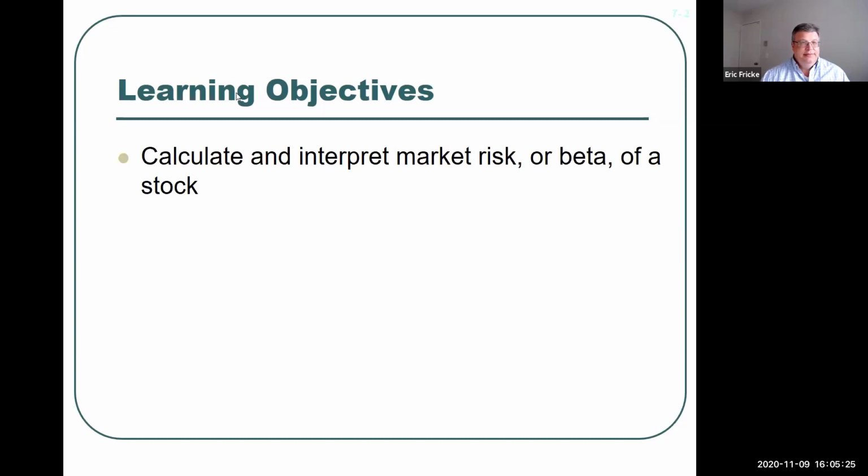So a couple objectives here. The first one is to calculate and interpret market risk. And we do this by calculating something called beta. Beta is our measure of a stock's market risk. We can calculate standard deviation for the stock and for the market. But when we build a model to help us calculate expected stock returns, we're actually going to use an alternative measure of risk for stocks in the market called beta.